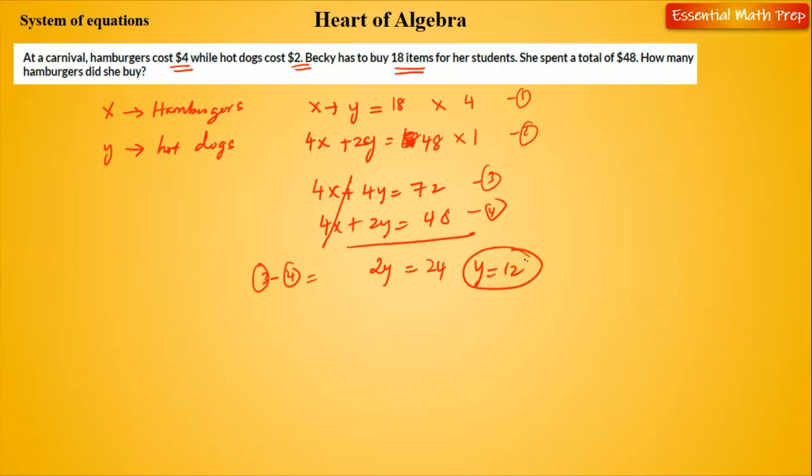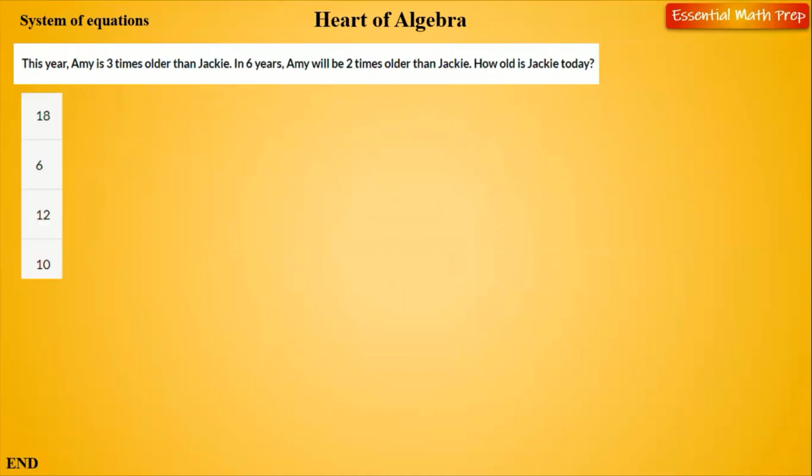The question asks, how many hamburgers did she buy? Y corresponds to hot dogs, right? So 12 plus X equals 18. So she bought 6 hamburgers. Again, you always have to come back and figure out what you have assigned the Y value to. Y is assigned to hot dogs. The question is asking how many hamburgers she bought. That means X has to be 6.